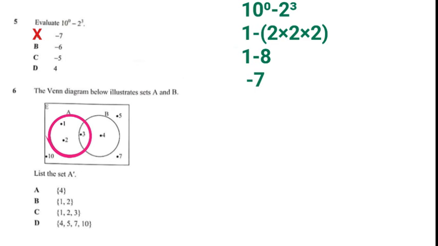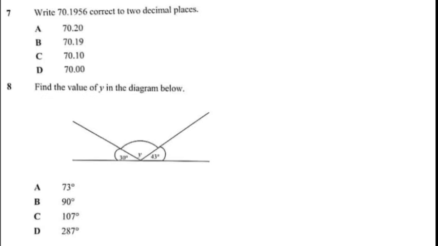When you look at the members that do not belong in set A, we have 4 in set B, and 5, 7, and 10 outside the sets. So the correct answer here is D, which is 4, 5, 7, and 10. These don't belong in set A. Let's go to the next question.